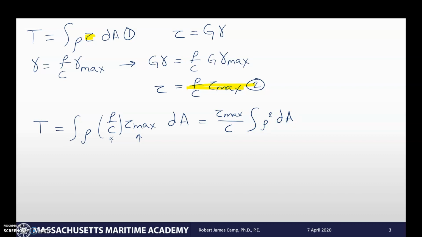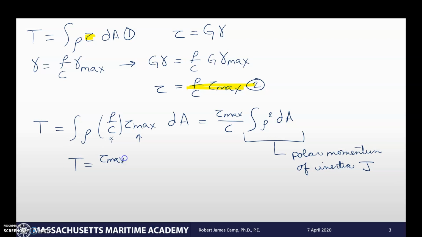the integration of rho squared over the area. You may remember what this is from earlier classes: the radius squared integrated over the area is our polar moment of inertia. This is an area property from our statics classes, and we call that J. J is something we can typically look up in our textbook or the engineering equation manual. That tells us that torque is tau max times J over c.